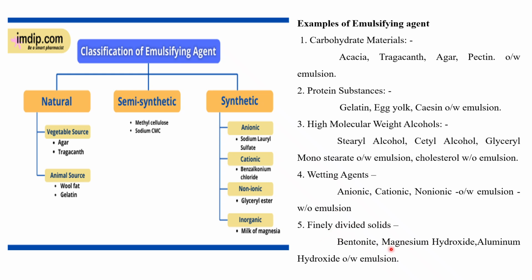Finely divided solids come under the examples of inorganic synthetic emulsifying agents. Examples are bentonite, magnesium hydroxide, and aluminum hydroxide. We will mostly be trying to prepare the oil in water emulsion.